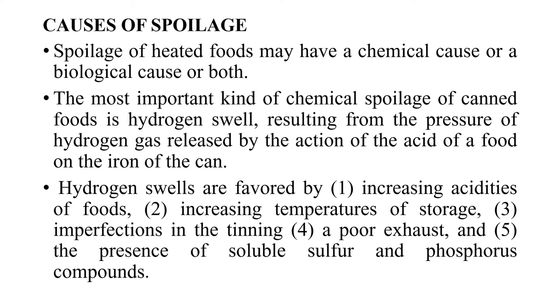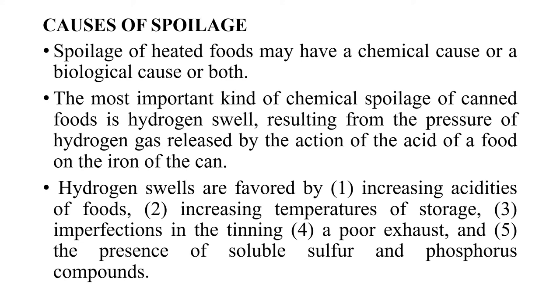The most common type of the chemical spoilage of the canned food is the hydrogen swell, and it mainly results from the pressure of the hydrogen gas which is released by the action of the acid of a food on the iron of the can.